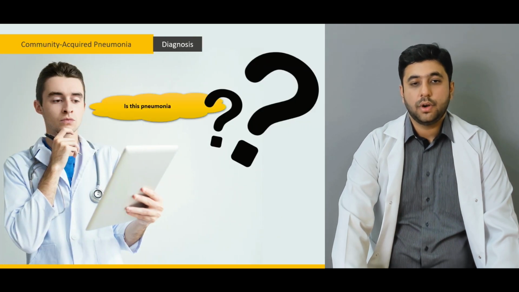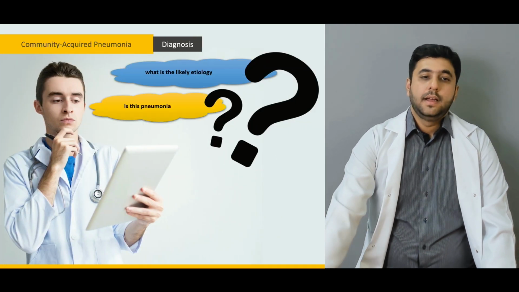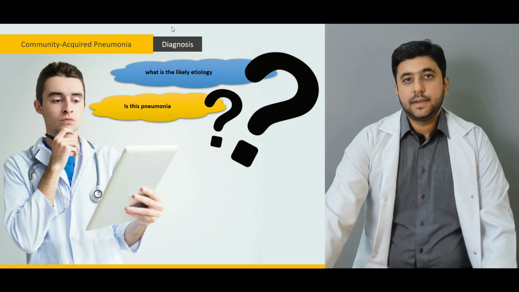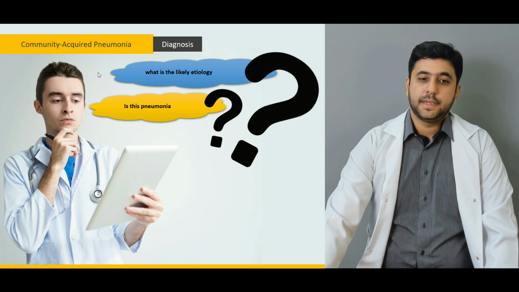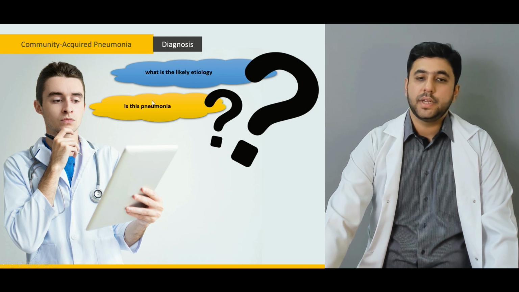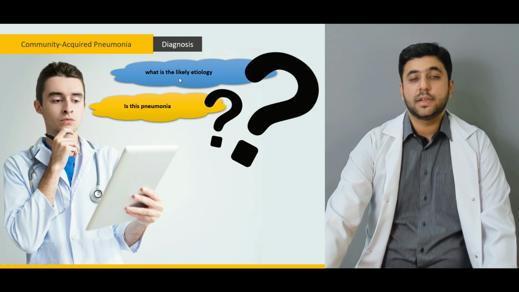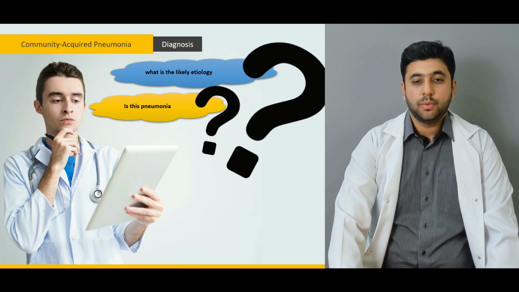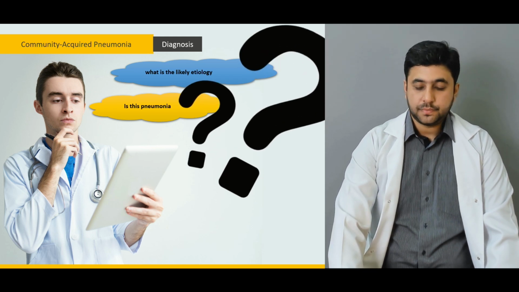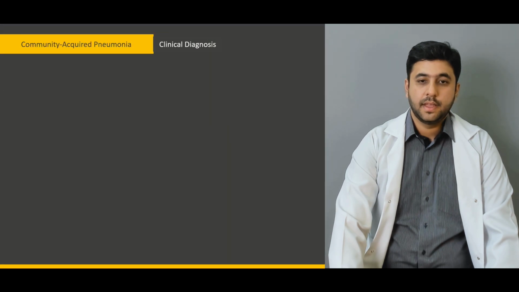Alrighty, talking about the differential diagnosis, let's see how we are able to confirm the diagnosis of pneumonia after our clinical judgment and various labs. Number one question to ask after these signs and symptoms is, is this pneumonia? And number two question, if it is pneumonia, what is the likely etiology? What are the various organisms involved? Now, to answer the number one question, let's go on to the next slide.